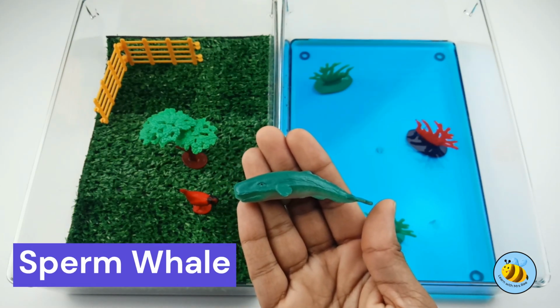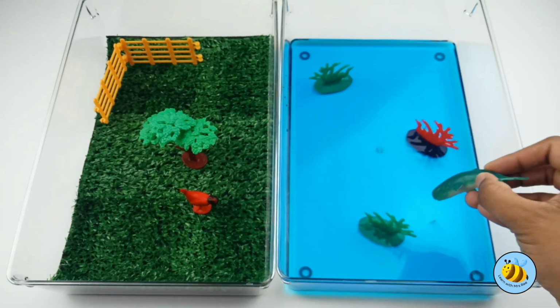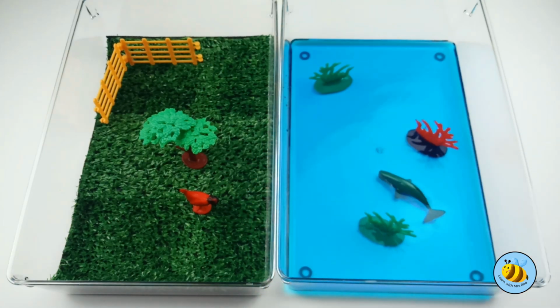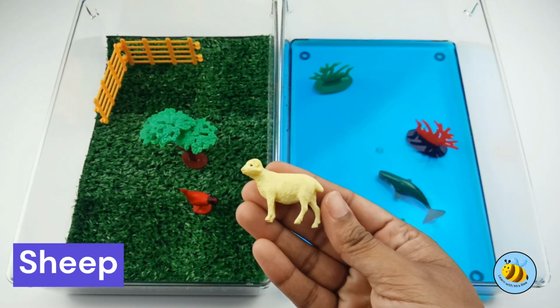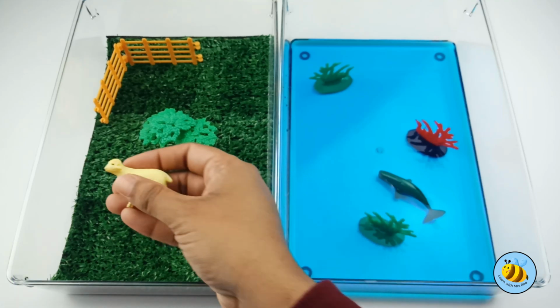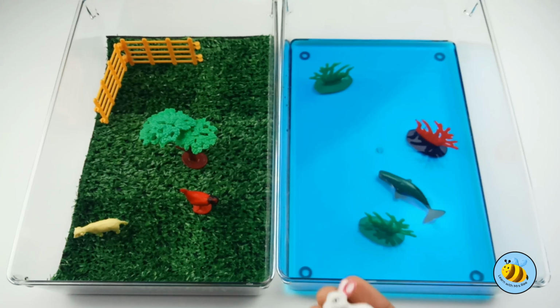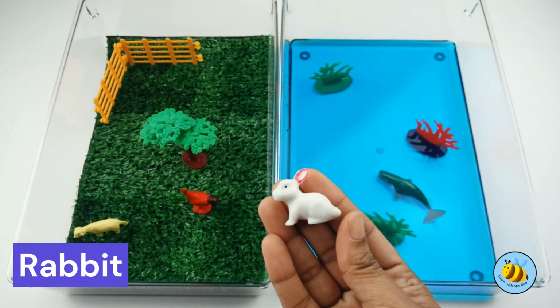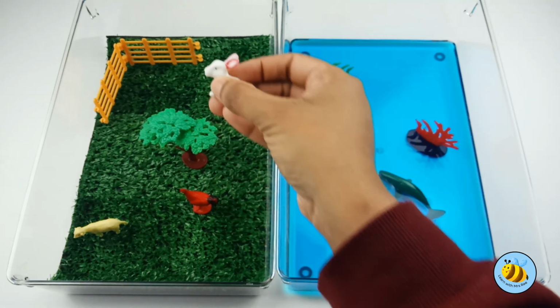This is a sperm whale. A sperm whale lives in the ocean. This is a sheep. A sheep lives on the land. This is a rabbit. That's right, it lives on land.